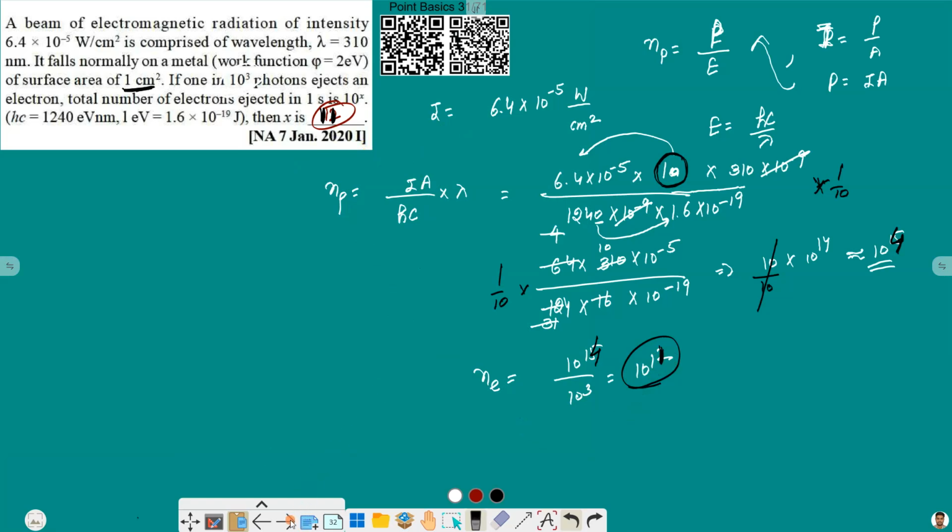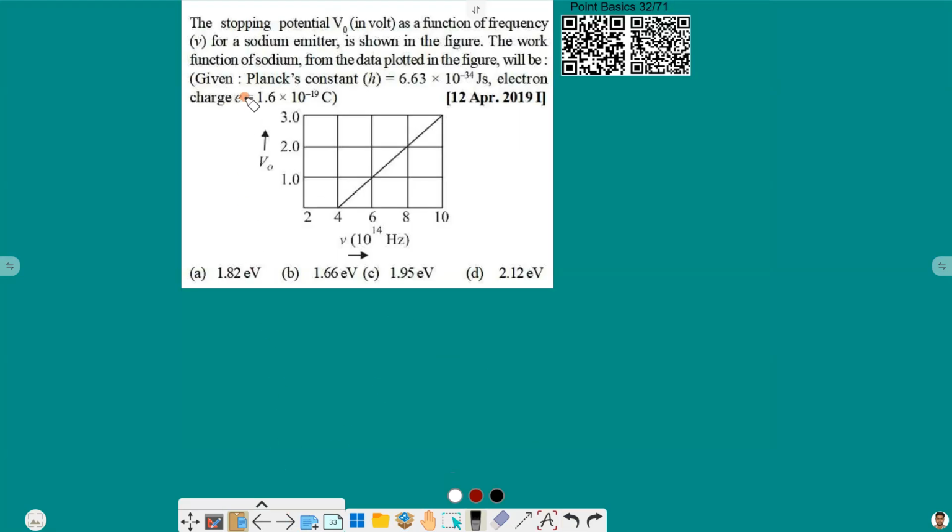Moving to the next one. The stopping potential in volts as a function of frequency for a sodium emitter is shown in the figure. The work function of the sodium from the data plotted in the figure will be. So basically we have to calculate the work function here and we have a graph between stopping potential and frequency.